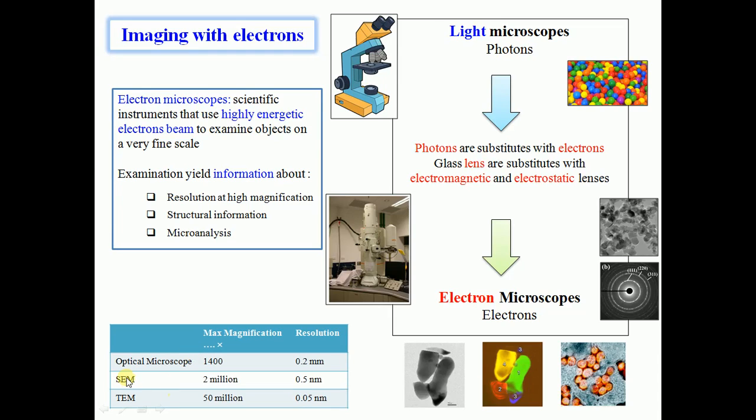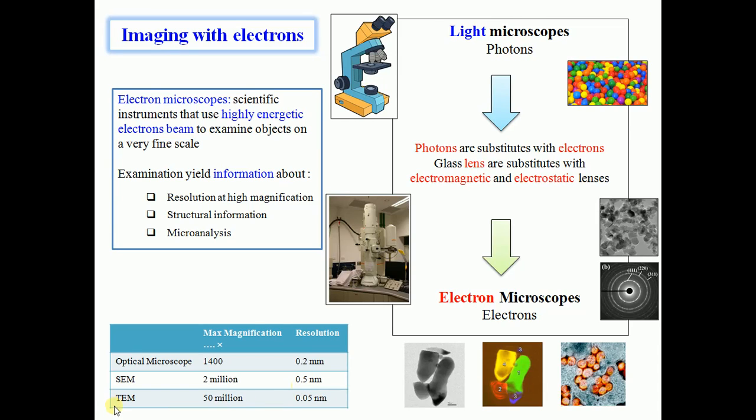While in case of a scanning electron microscope, the magnification is of the order of 2 million and resolution is of the order of 0.5 nanometer. I am giving just orders roughly here and there. Correction factor would be there, but with the help of SEM we can go up to 2 million magnification. But with the help of TEM, transmission electron microscopy, we can go up to 0.05 nanometer and magnification can be 50 million.